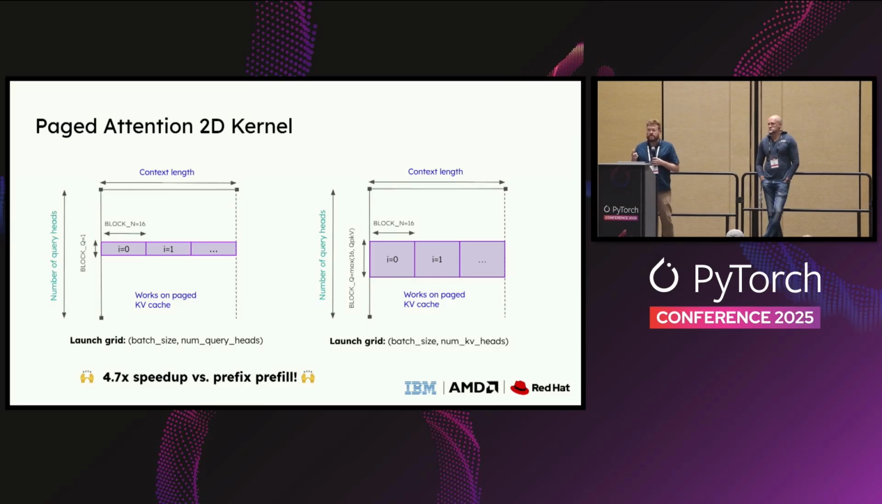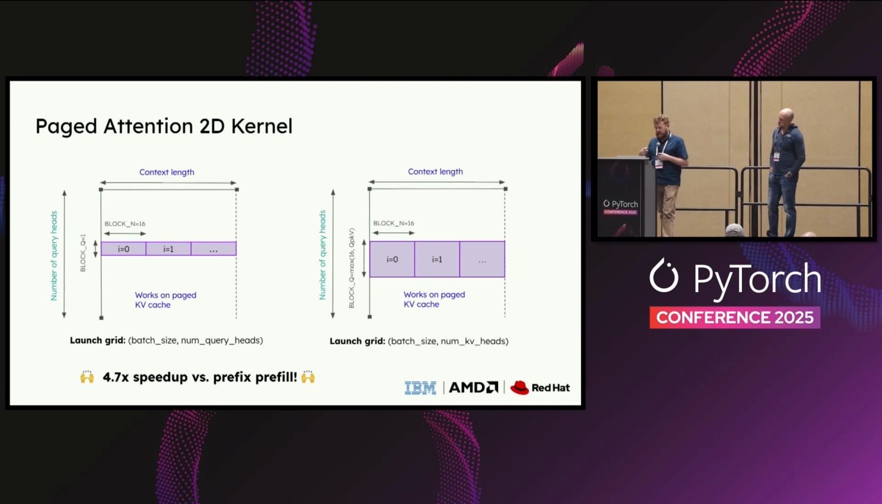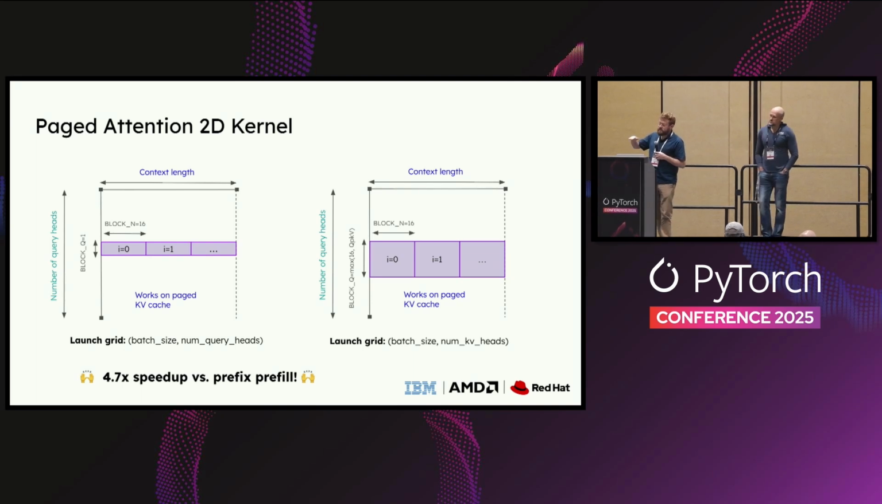This launch grid is only 2D. It has batch size and number of query heads, and the query length dimension is gone. That's because it's just 1, right? So we can collapse it down. And what I show in the figure, on the vertical axis, we have the number of query heads, and on the horizontal axis is the context length. And again, we're just doing tile softmax along the horizontal axis.